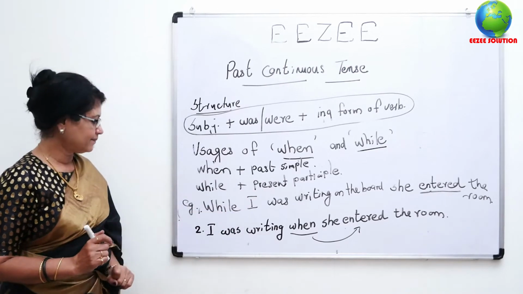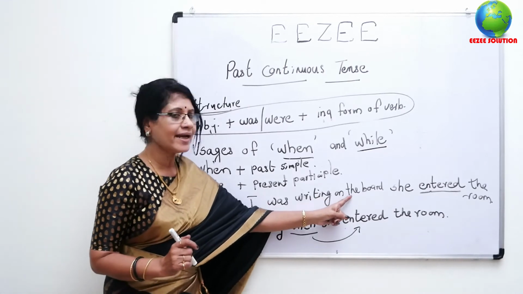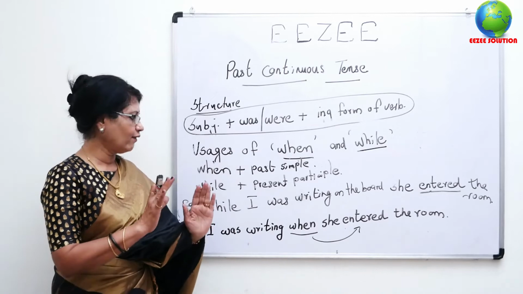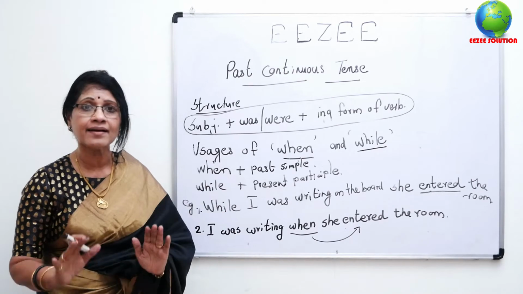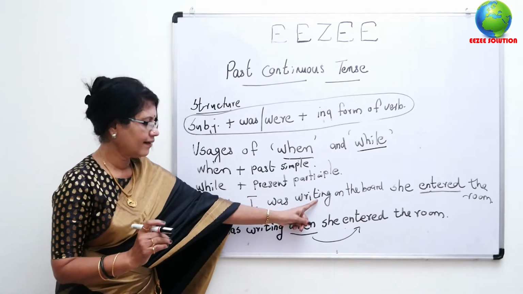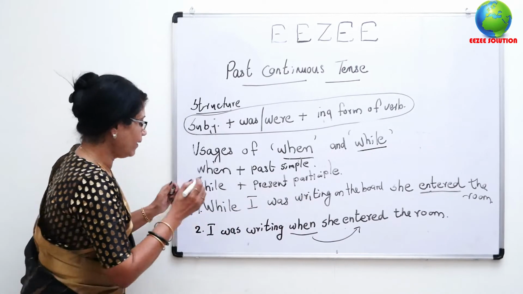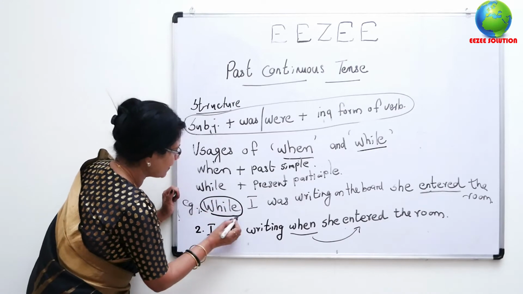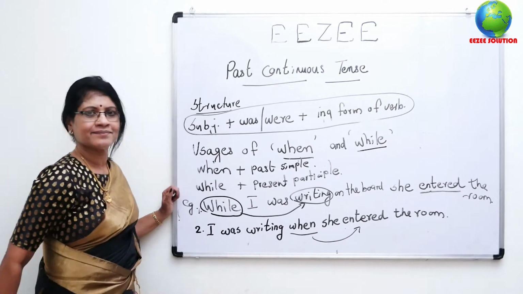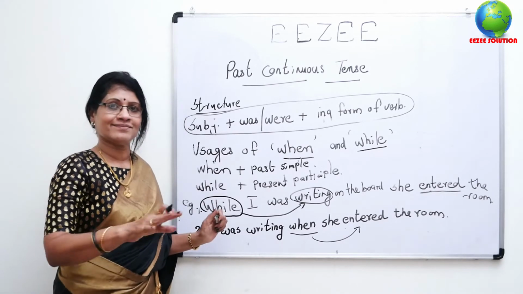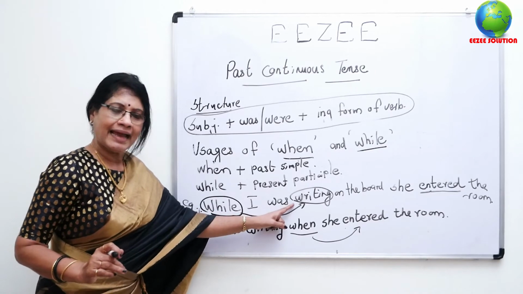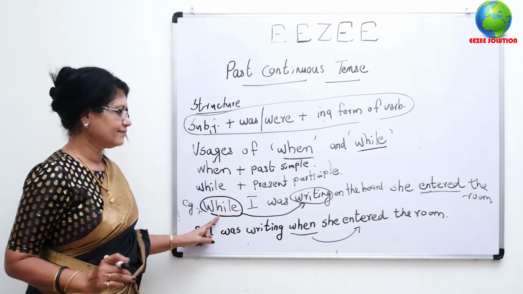See the example. While I was writing on the board, she entered the room. While is used with the present participle. Here, present participle means writing. That is the longer action. It was going on. With that action, we can use while.